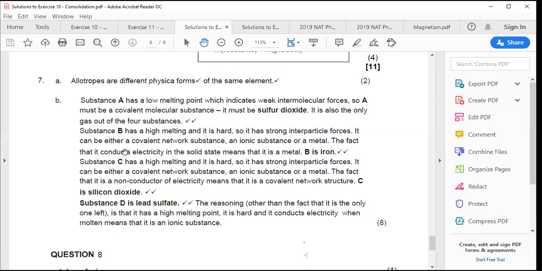The fact that it conducts electricity in the solid state means that B is a metal, so therefore B becomes ion. Then you've got substance C.